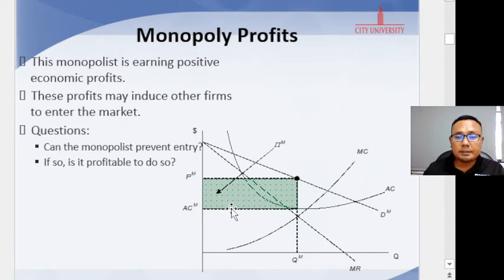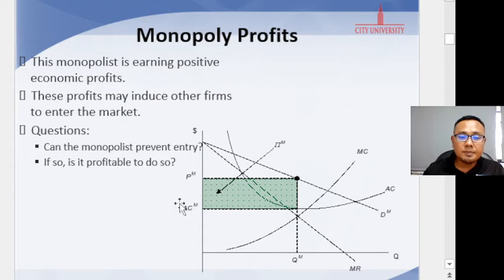So from this slide, you can see monopoly profit is related to limit pricing. If you can lessen or block, you can stop other potential new firms from joining the industry, that means you can monopolize, so this monopoly is earning positive economic profit. Okay, so no one can be your competitor. You can enjoy all the profit.